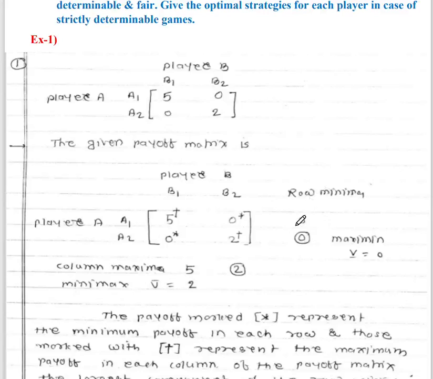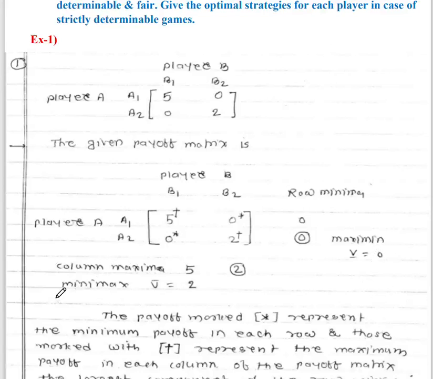So here we have to find the row minima. Row minima means take the smallest element in each row. So here it is 0 and here it is 0. This is called the row minima: 0, 0. Maximin means lower V bar, so take the largest value from the row minima. Here both are 0, therefore we can take 0.